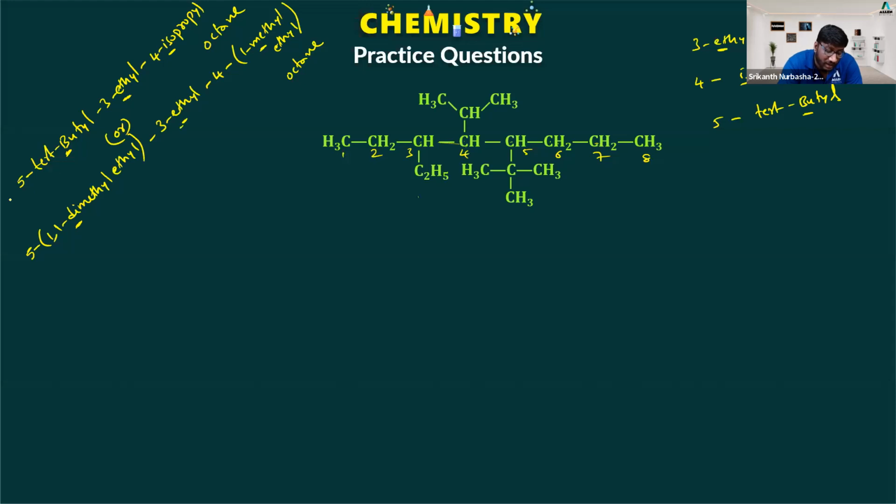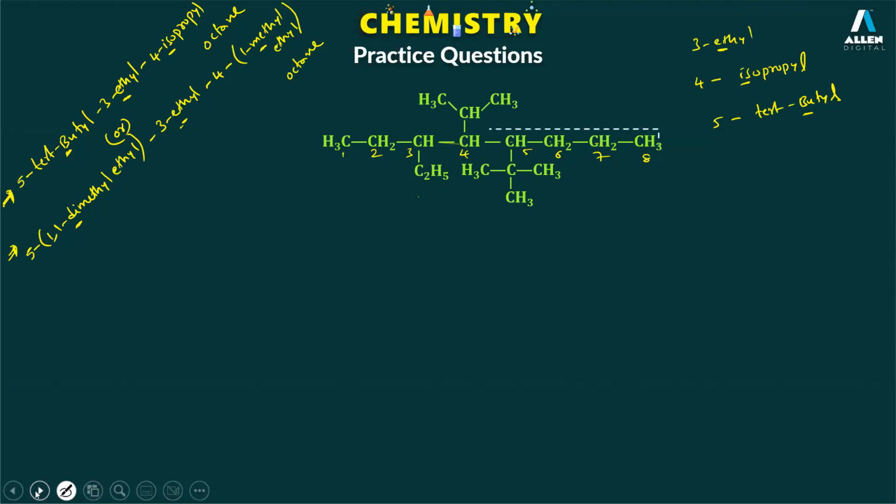That means whether you write the name using the simple common naming systems, where radicals are named in the common names, or in the IUPAC naming, both should be in the same order. 5 of 1 comma 1 dimethyl ethyl, 3 ethyl, 4 of 1 methyl ethyl octane, that is the name, or 5 tertiary butyl, 3 ethyl, 4 isopropyl octane, that should be the name. Everyone got it?